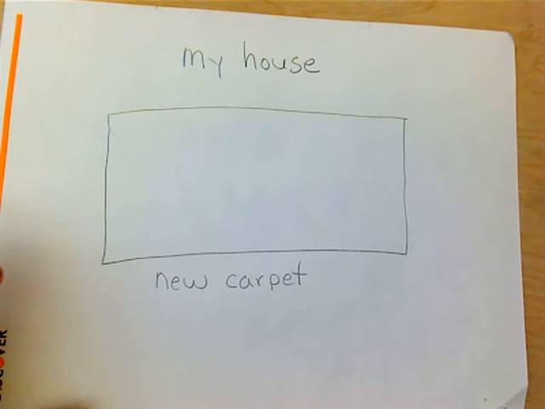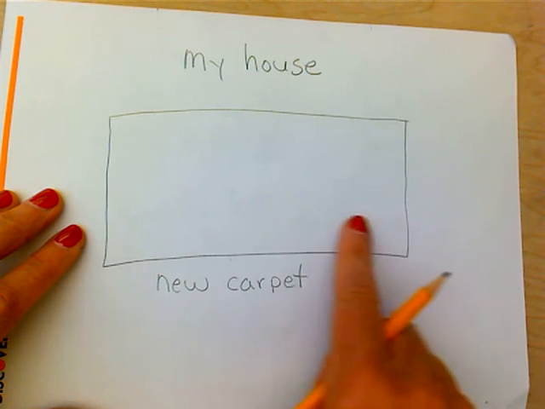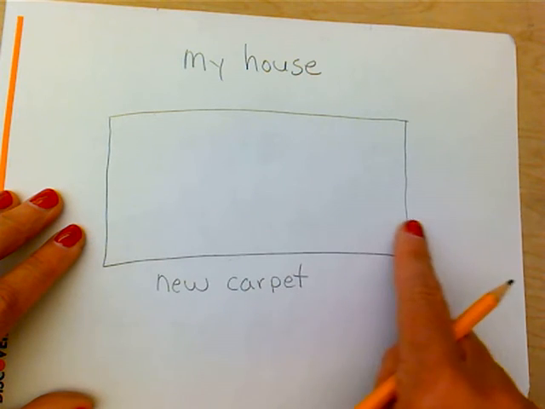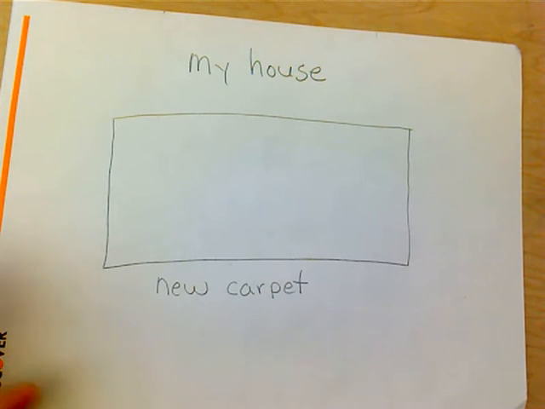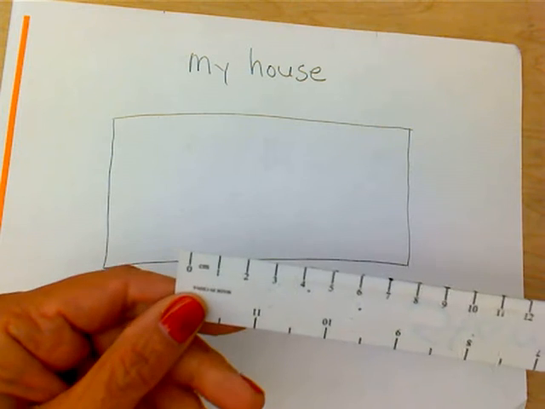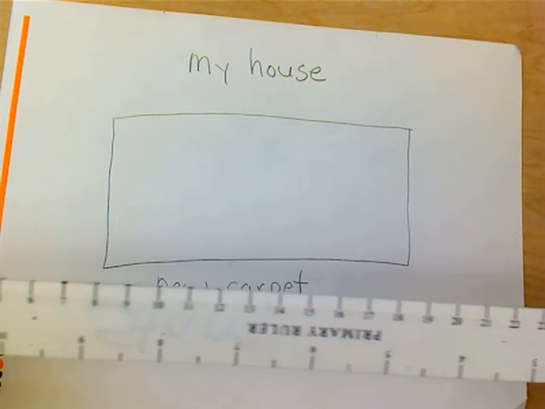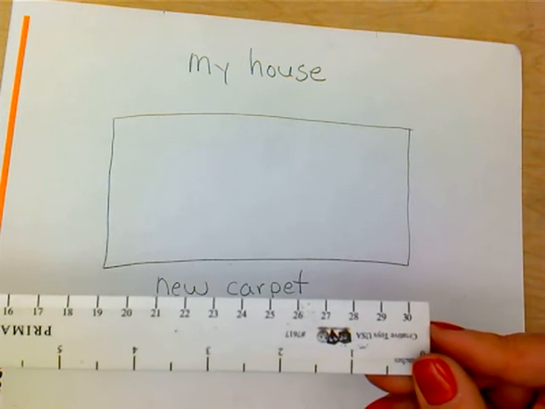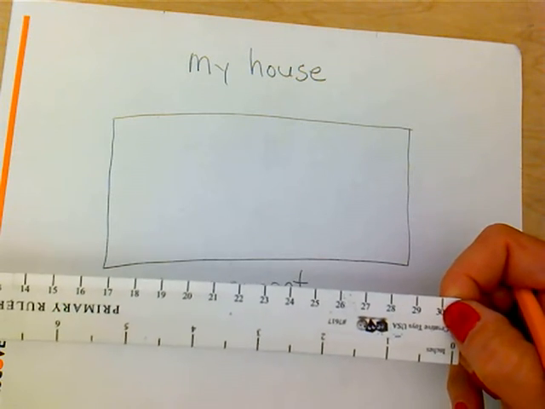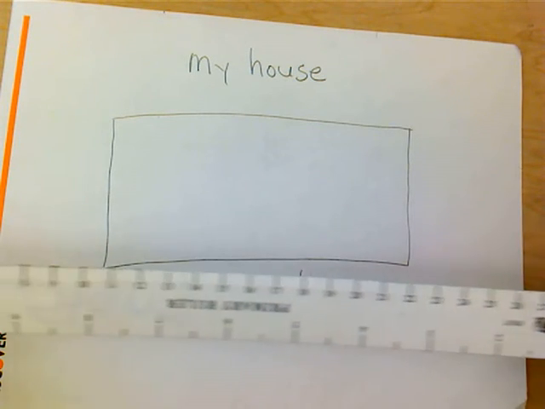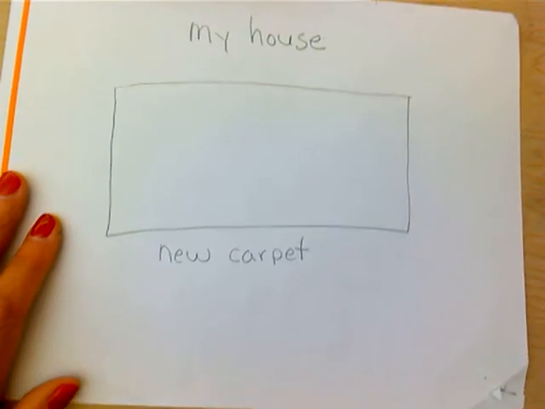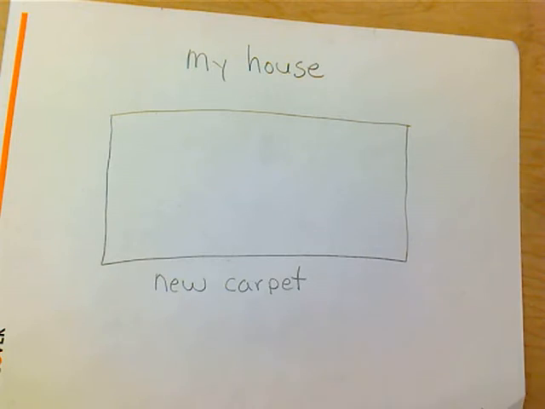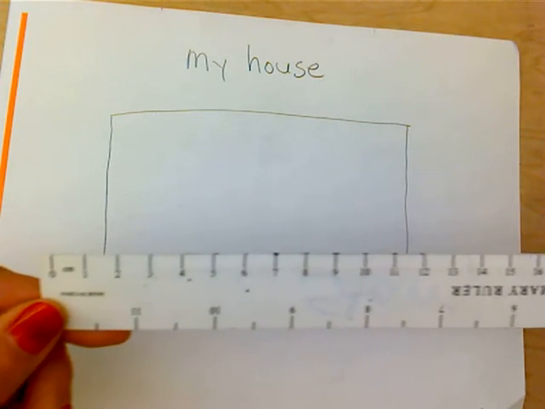If I was going to measure how much carpet I would need to go in the living room in my house, or maybe even in my classroom, I would probably have to measure how much of that I was going to need. Now, would it be reasonable for me to use this little small centimeter stick? This only goes up to 30 centimeters. Holy Toledo, my house is a lot bigger, and the room in my house is a lot bigger than my little centimeter stick here that I'm using.